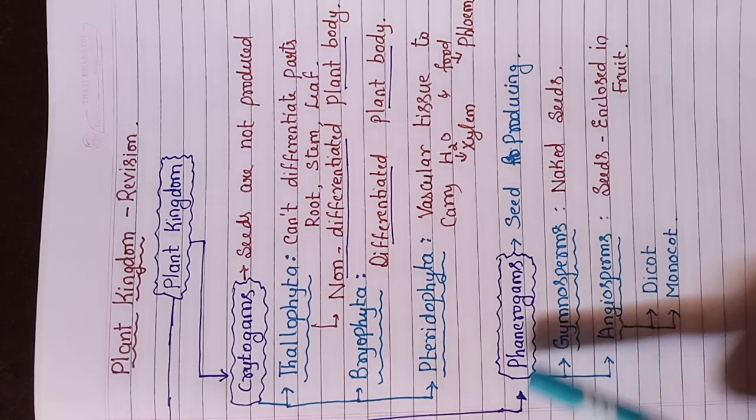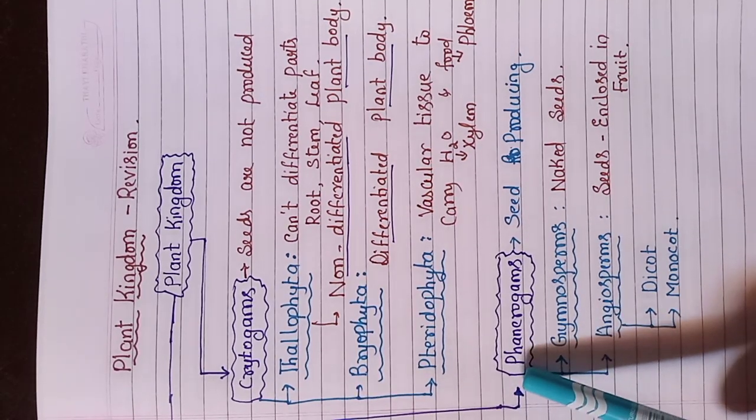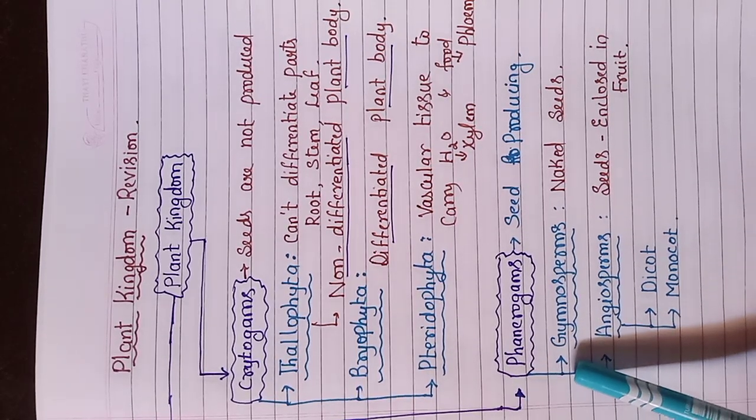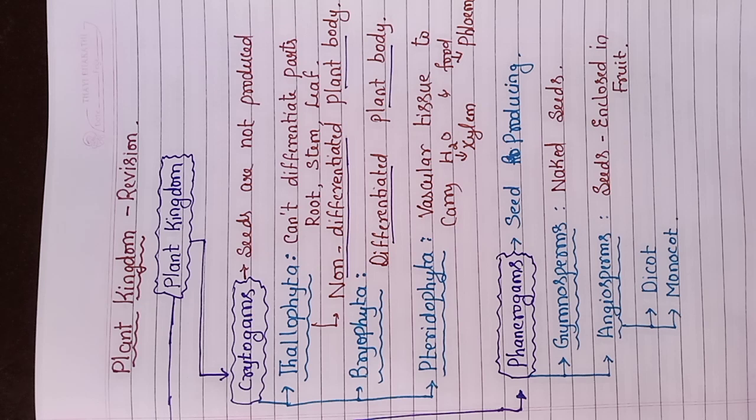Now phanerogams are the evolved part of pteridophytes, means seed producing plants. In that, the first one is gymnosperms. In gymnosperms we can find vascular tissue. In addition to that we can find seeds, but these seeds are naked, means they are not enclosed in fruit. And angiosperms are the seed producing flowering plants, and seeds are enclosed in fruits. And angiosperms are of two types, dicot and monocot.